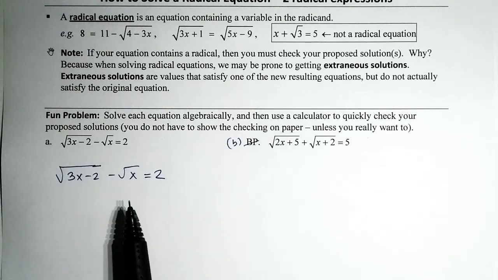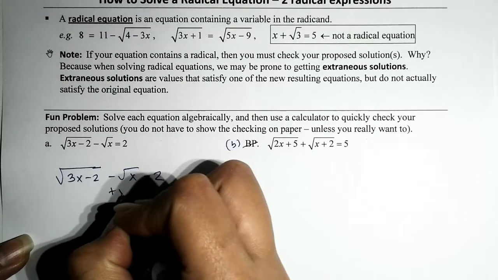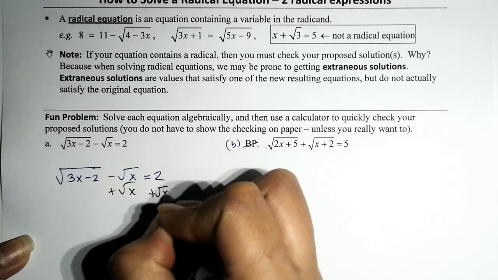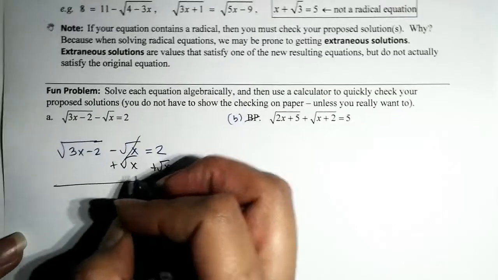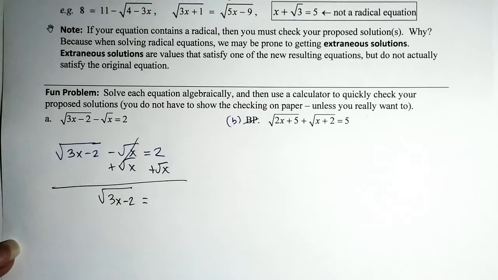It doesn't really matter. The reason why I'm going to move the second though is just so everything could be positive. Okay, so if you choose to add the square root of x to both sides, then that will leave us with square root of 3x minus 2 equals to whatever you see on the right.